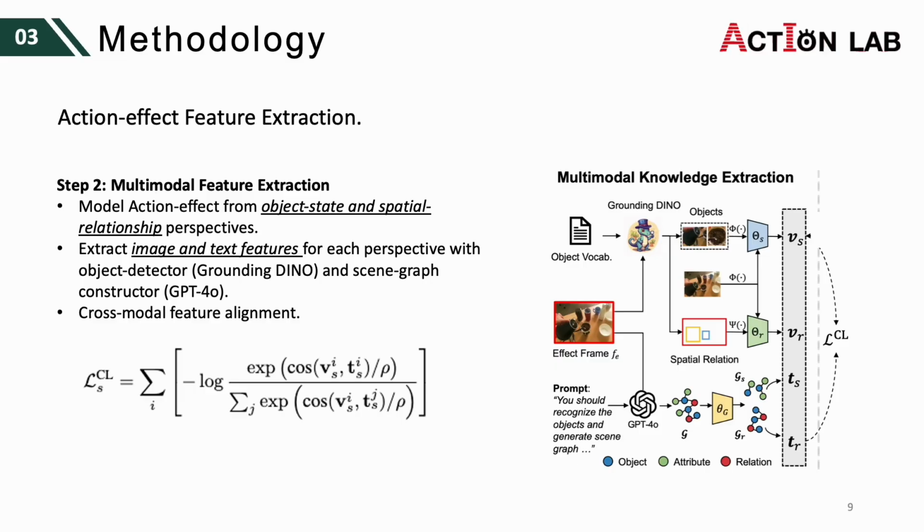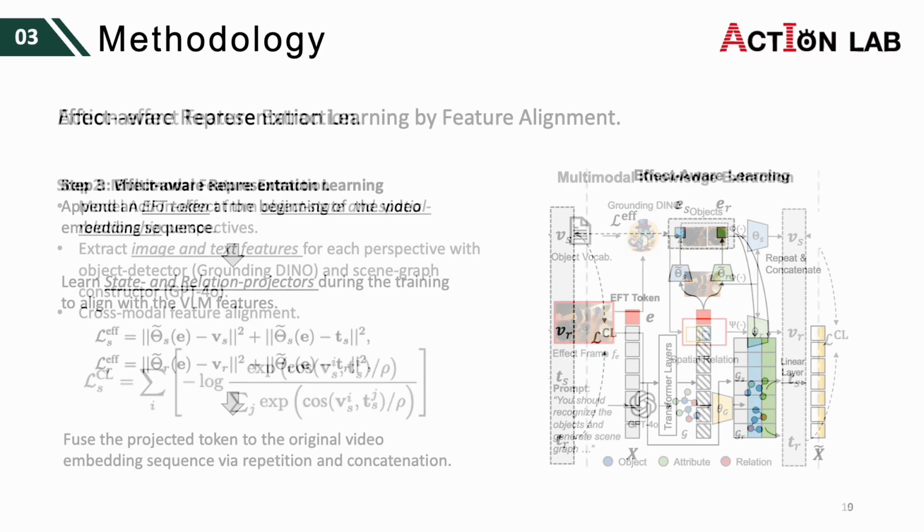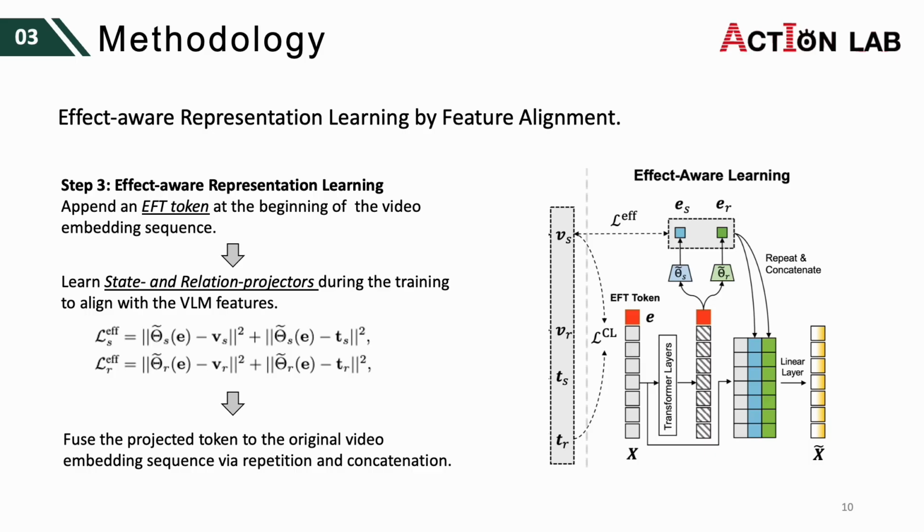Next, we extract action effect features from two perspectives: object state and spatial relationship. In the visual branch, we use Grounding DINO to detect relevant objects and encode their appearance and locations. In the textual branch, we use GPT-4o to generate a scene graph, which provides symbolic object attributes and relations. We then align the visual and textual features with a contrastive objective, so both modalities capture the same underlying effect semantics.